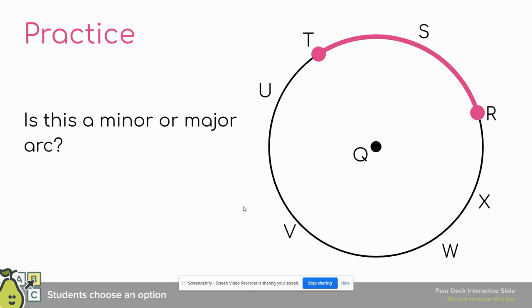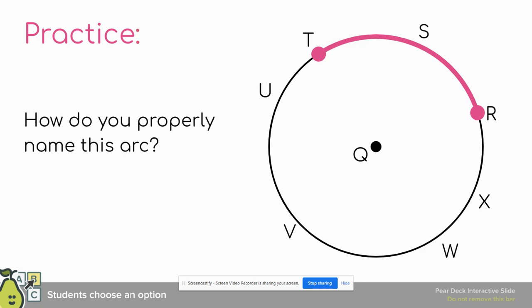All right, so here's another one. Is this a minor or major arc? All right, you should have said minor. This is less than a semicircle, it's little. So how would you name it? If you remember, minor arcs only have 2 letters, so you could have named this TR or RT. We don't want to use this S because we only want 2 letters. So arc TR or arc RT.